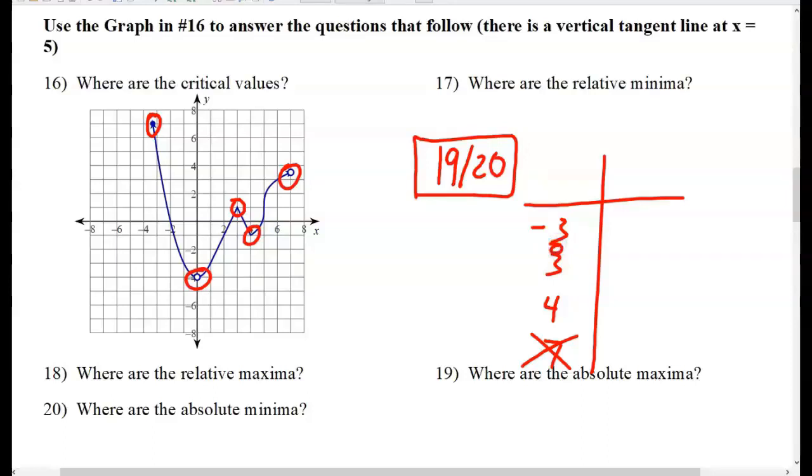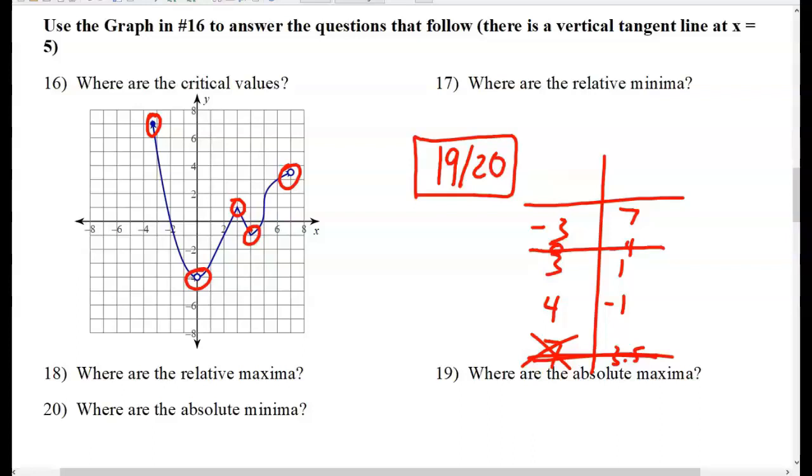So at -3, the y value is 7. At 0, it's -4, but like we said, we're not going to use that one because it's an open dot, just like number 7 was. 3 is going to be 1, 4 is going to be -1, and 7, I'm just doing this for the heck of it, it's 3.5, but once again, we're not using it.